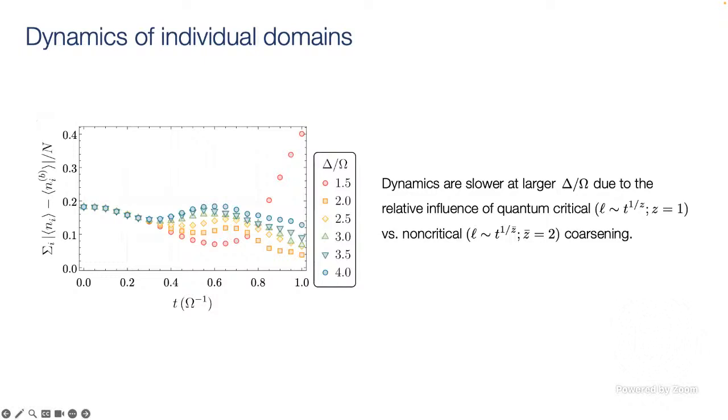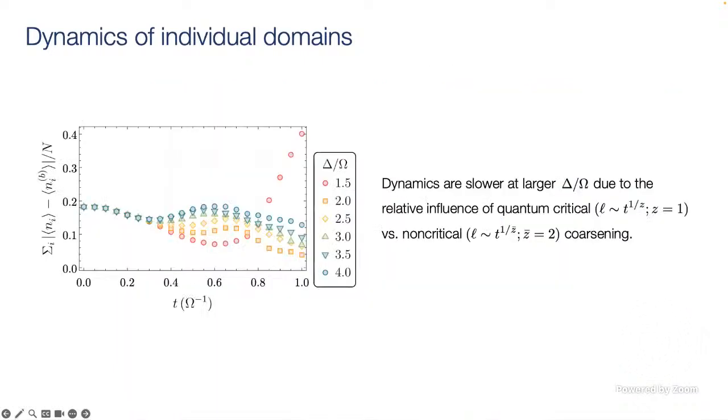So this is essentially the same figure, the same data as I showed on the previous slide. Essentially, I'm tracking the imbalance in the system, the perturbation that I introduced by putting in this island, as a function of time for different detunings.